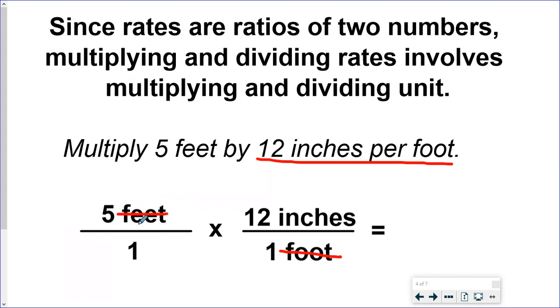Now I'm just going to multiply 5 times 12. 5 times 12 gives me the answer of 60. And then what's my label? Well, the only label I have left over is the word inches. So what this is saying is if I do 12 inches per foot and I do that over the course of 5 feet, I should be 60 inches. And that's what my answer is giving me.